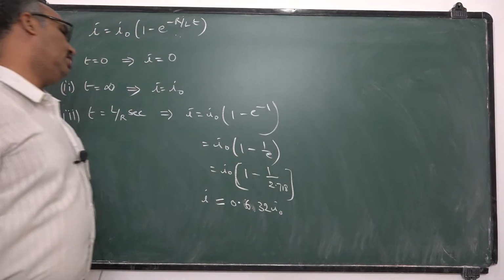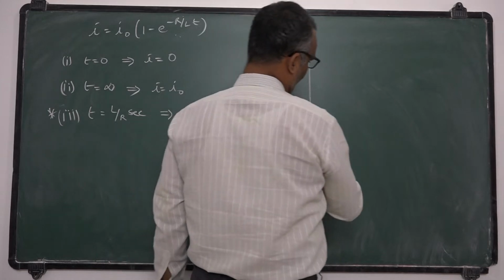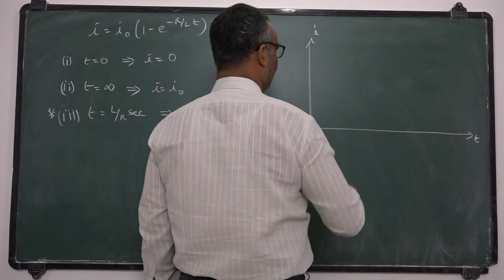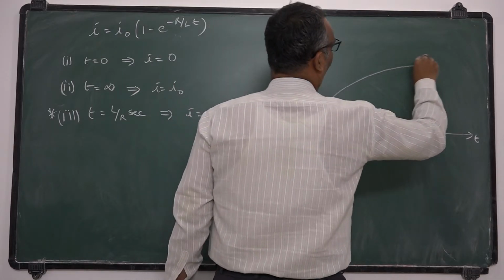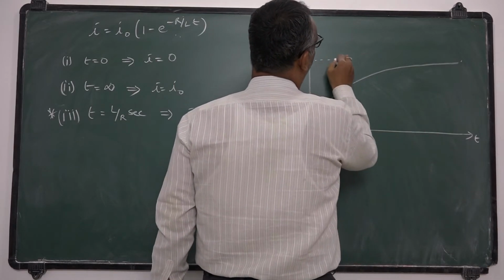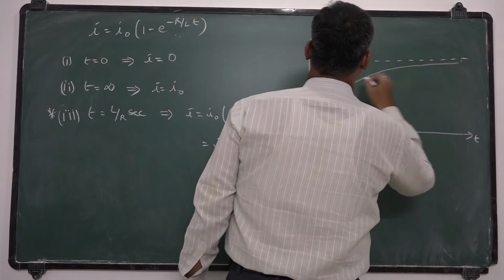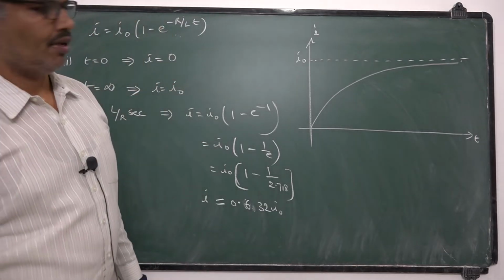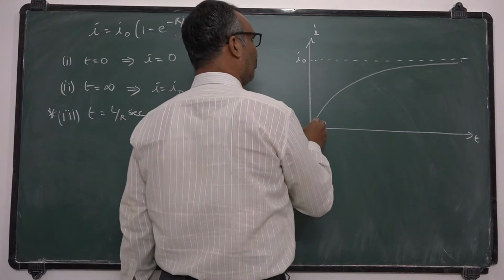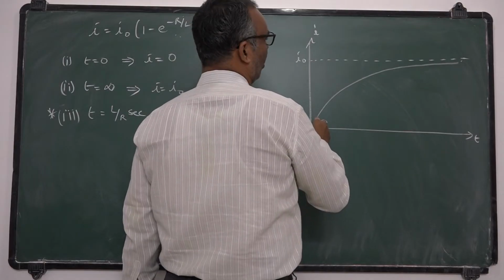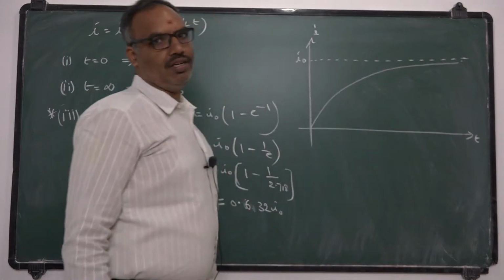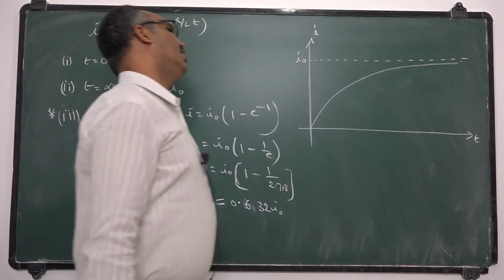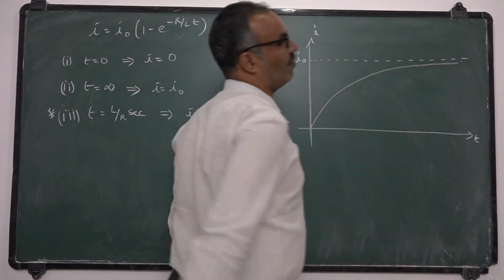That means if you see graphically, this is the time axis, this is the current value. As the time increases, the current increases, and the current gets the maximum value I naught after infinite time. At time t equal to 0, the current is 0. As the time is increasing, the current is also increasing exponentially, because current is an exponential function. Here, it takes infinite time to grow to the maximum value.